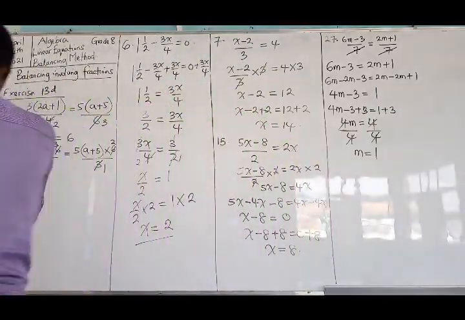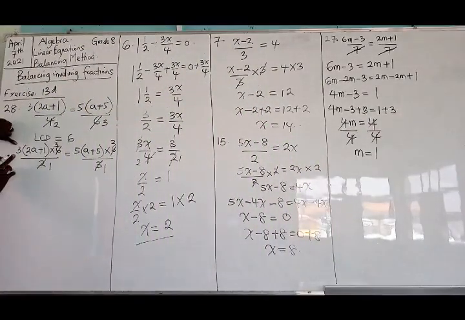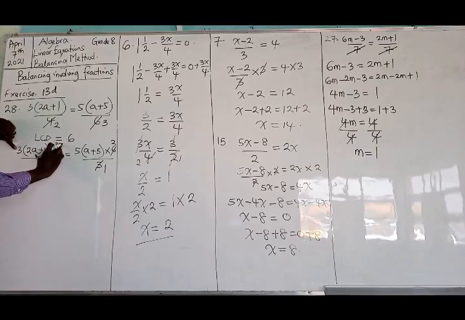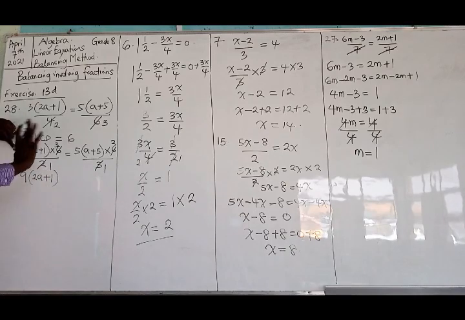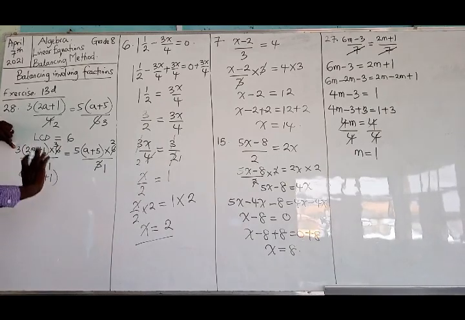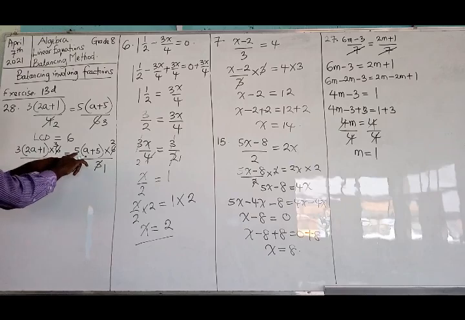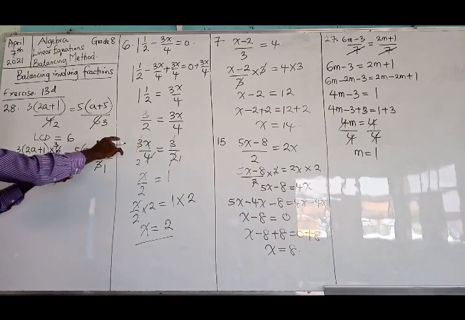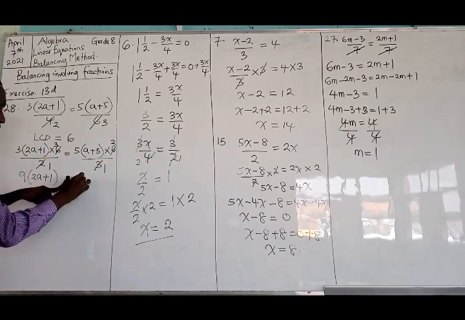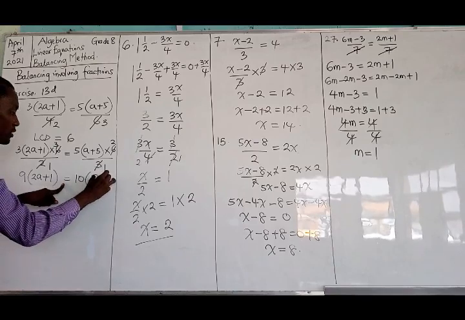So if that is understood, the next thing I'll do, I'll multiply this 3 with this 3. I'm going to have what? 9 into 2a plus 1. Notice I have not opened brackets yet. Don't do that. Take it one step at a time. I'll multiply what? 5 with 2. And I'm going to have what? 10 into a plus 5.